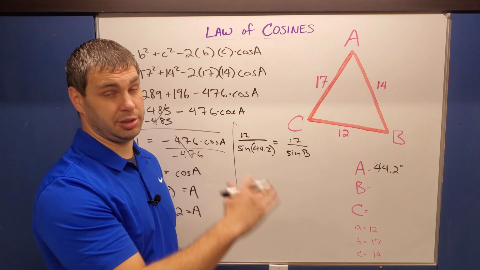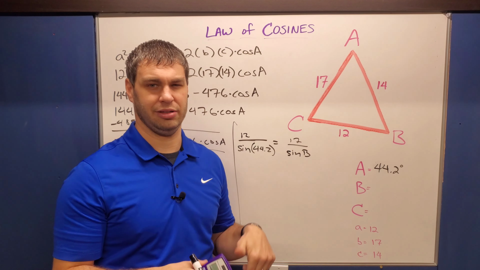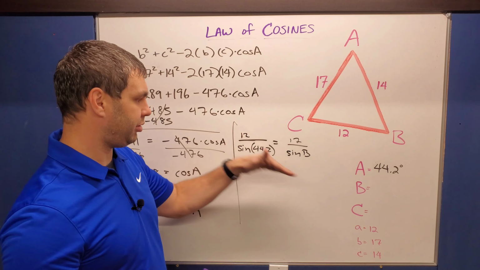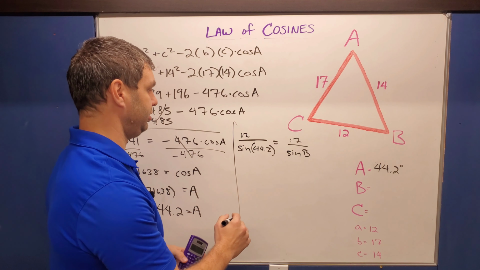All right, so then I can cross multiply. We've done law of sines before. If you don't remember that, I will throw a video up here for you, or maybe down in the description. But anyway, let me cross multiply. We'll find B really quick, and I'll show you a quick way to find C as well. So let me fast forward and do this for you.